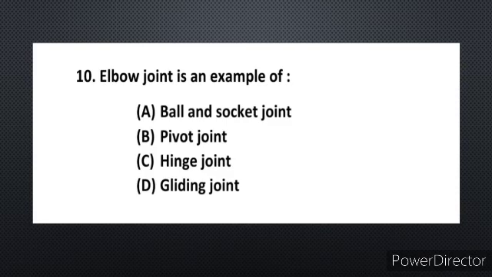Ball and socket is present in the hip and the shoulder. Pivot joint is present in the first and second cervical vertebrae just under the skull. Gliding joint is present in the wrist and the ankles. Gliding joint occurs between 2 flat bones. So the elbow joint is an example of hinge joint. Ball and socket is in the hip and shoulder, pivot joint in the first and second cervical vertebrae, gliding joint in the wrist and ankles. So the answer is hinge joint.